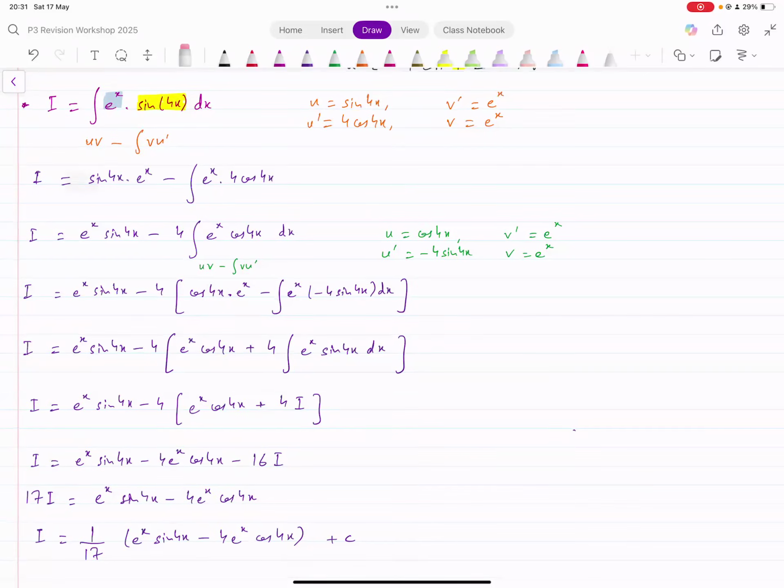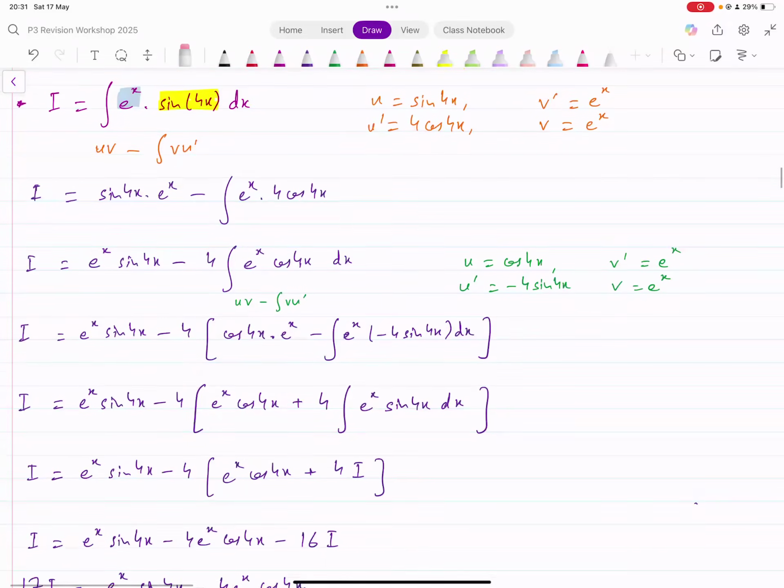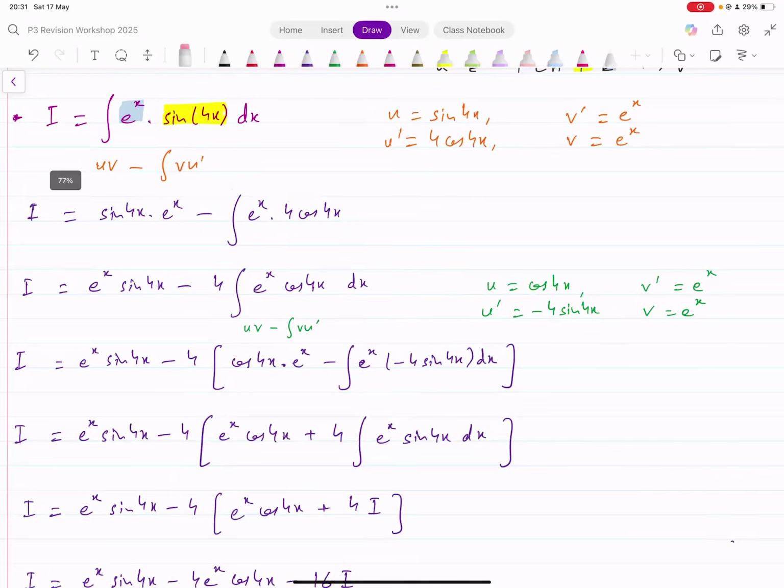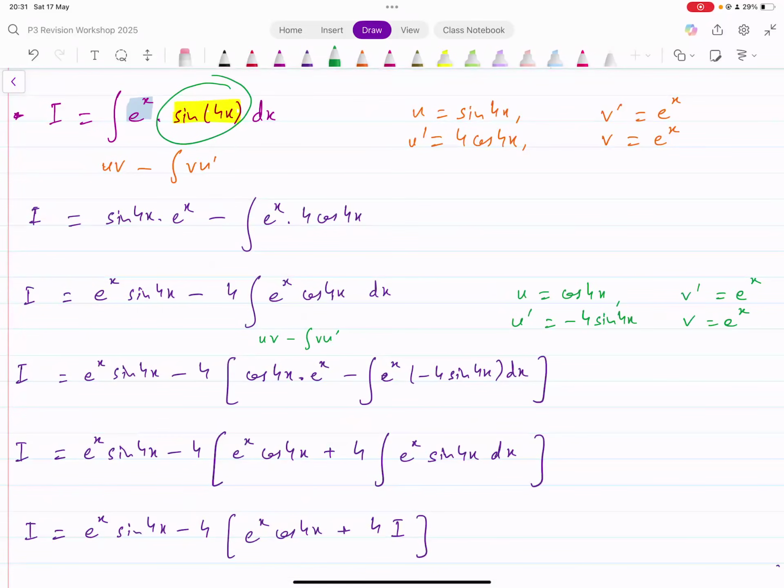Okay, so this is another example of that loop method. So you've got an exponential function, and you've got sine of 4x. You've got these two functions. Now, both of these functions do not get any simpler, right? e raised to power x into sine of 4x, they both don't get any simpler.